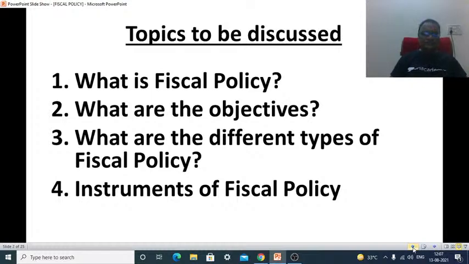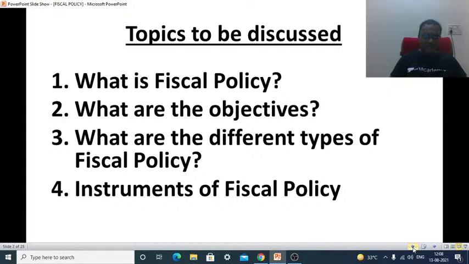What is this revenue policy and what is expenditure policy? What kind of policies the government has followed? Why those policies have not been successful? And what can the government do is what we will look at as part of analysis today itself.